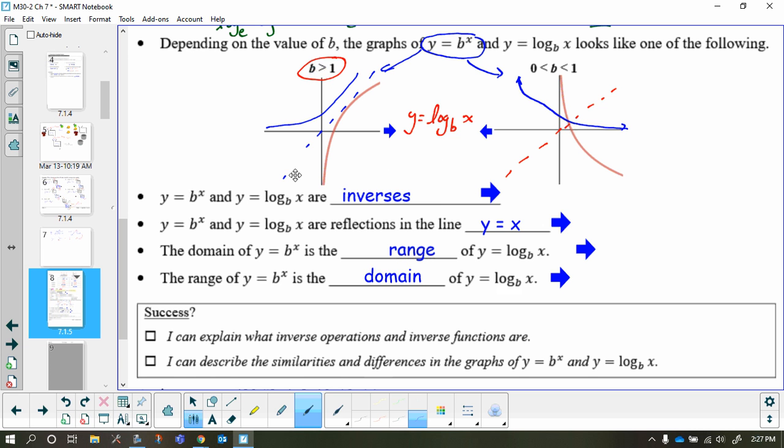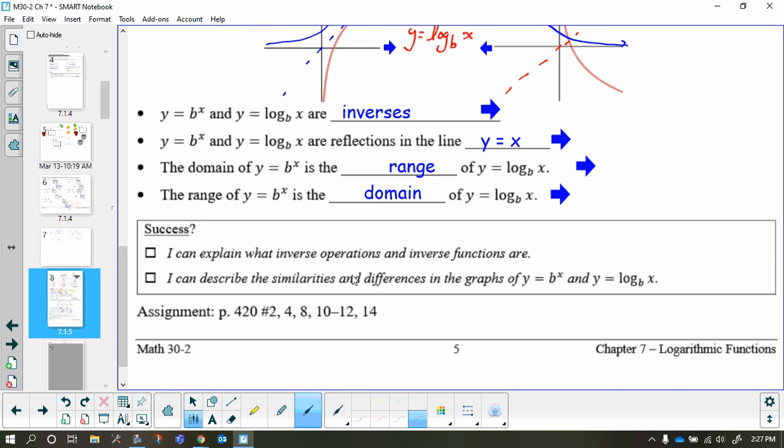So there's a lot of information about logarithmic functions and how they're related to exponential functions. There are some practice questions here to work on as well. And that ends our introduction to logarithmic functions.